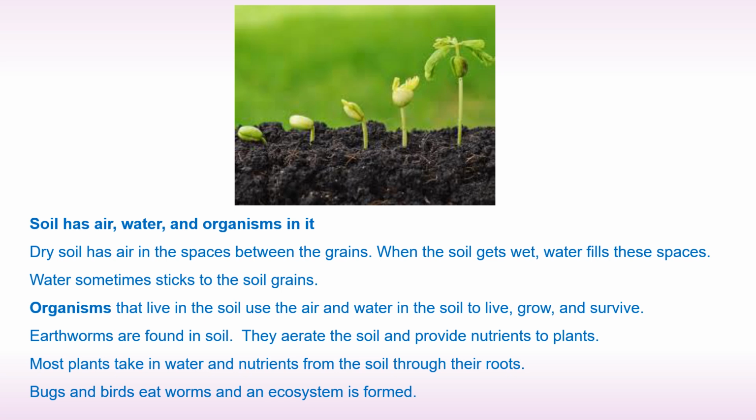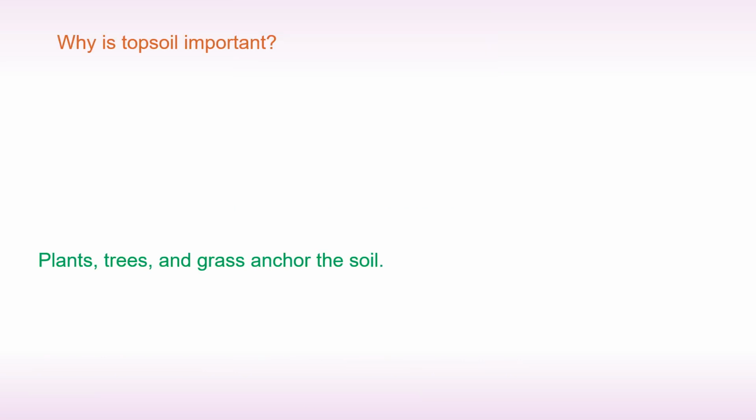Organisms that live in the soil use the air and the water in the soil to live, grow, and survive. Earthworms are found in the soil, and these also aerate the soil, and they provide nutrients to plants. Most plants take in water and nutrients from the soil through their roots. Now, bugs and birds eat worms that you find in the soil, and this forms an ecosystem.